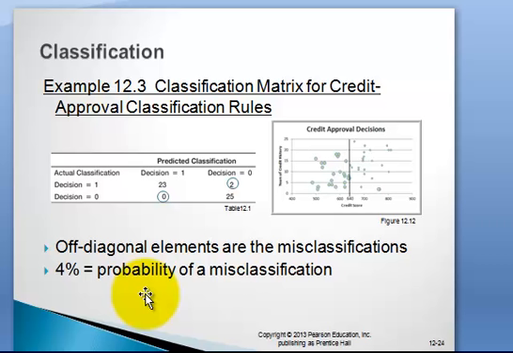This is important because it's an indicator of how good our classification rule is. If we're only misclassifying on a very rare attempt, that tells us our rule is probably pretty good.